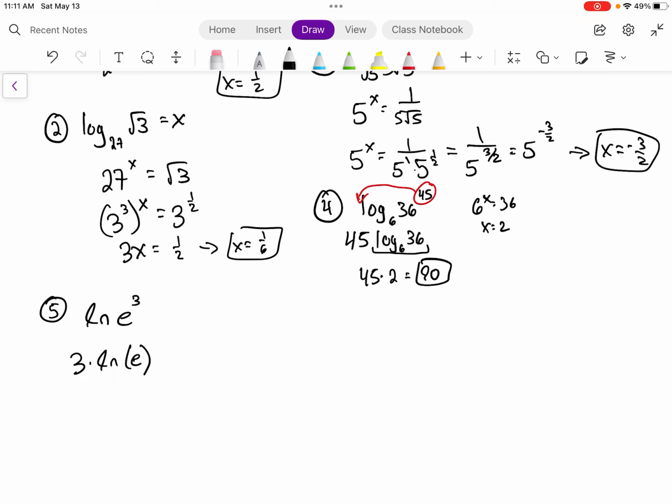That says e to what power gives me e? And well, of course, you say that's just 1, right? Natural log of e is 1. So this is just 3 times 1, or 3.